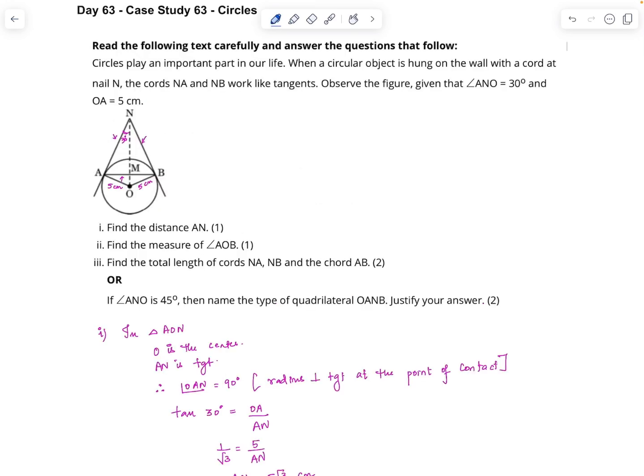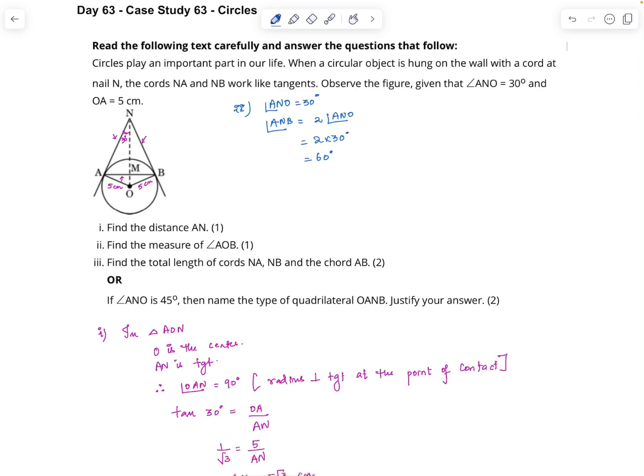Question 2. Find the measure of angle AOB. The angles at A and B are 90 degree each, and the angle at N, that is a part of the angle, has been given. The line from the center to N bisects that angle at N. Angle ANO is 30. Angle ANB is equal to 2 times angle ANO, which is 60 degree.